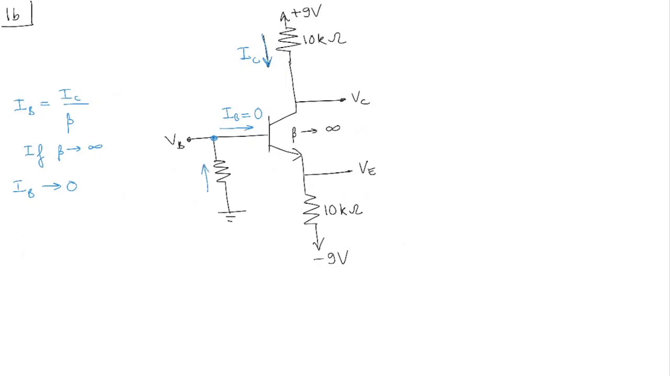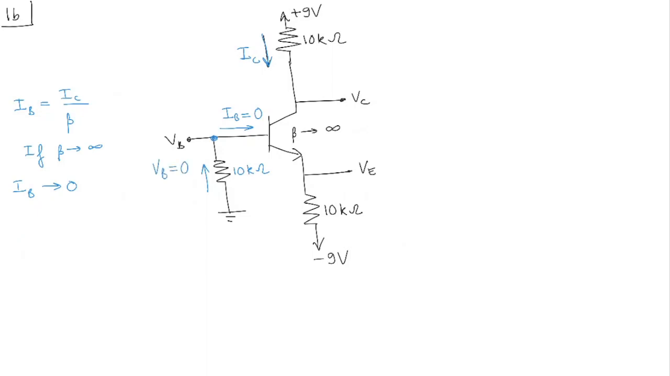Now IB flows like this. We talked about this before. This is 10 kilo ohms, right? So what's the voltage there? What's the voltage VB? Now there's no current flowing here, so the drop across this resistance is 0. So VB is equal to 0, right? So VB equal to 0.